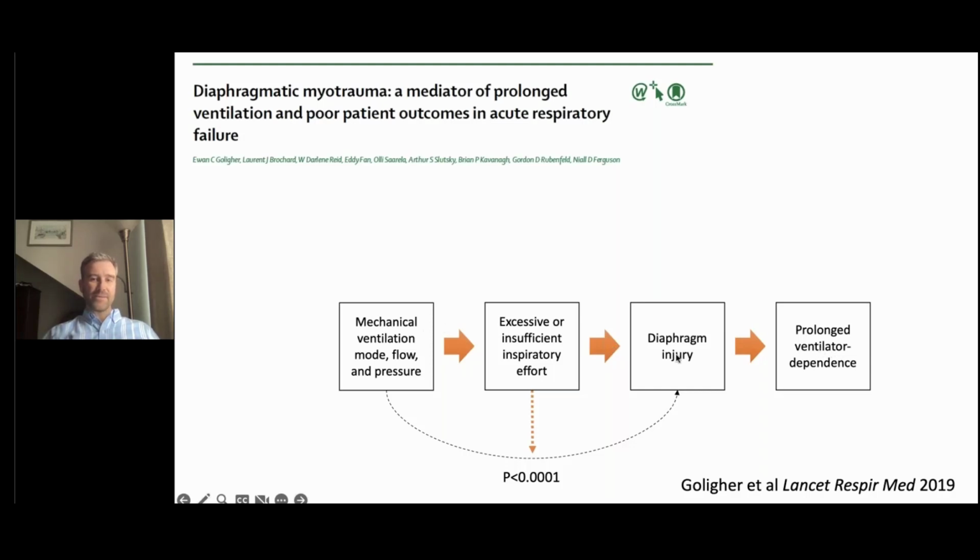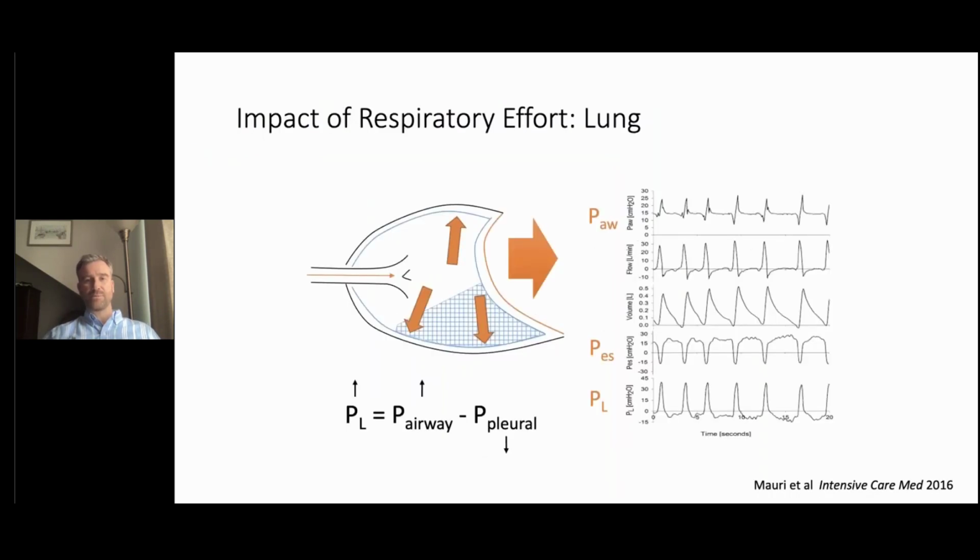When we tested this pathway using mediation analysis, we found that inspiratory effort was an effective mediator of the association between ventilator settings and diaphragm injury, and the changes in the diaphragm on ultrasound were a significant mediator of the association between inspiratory effort and prolonged ventilator dependence. So these mediation analyses corroborate, they don't finally confirm, but they corroborate the existence of this pathway and suggest that if we can intervene up front to optimize ventilation and optimize respiratory effort, then potentially we can improve outcomes for patients.